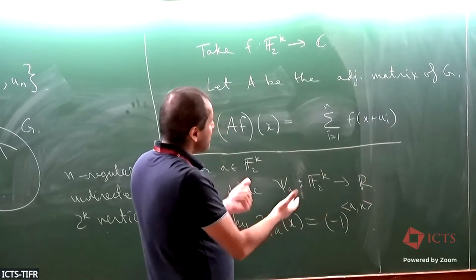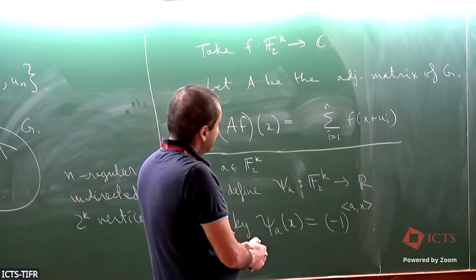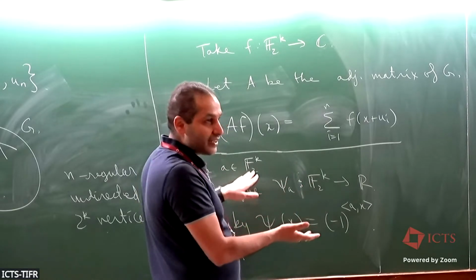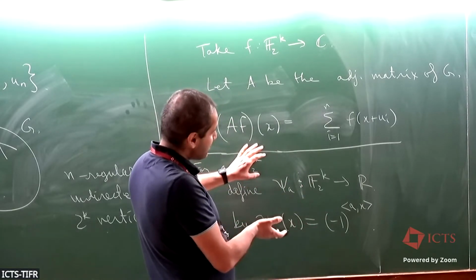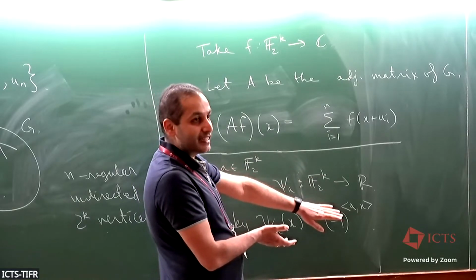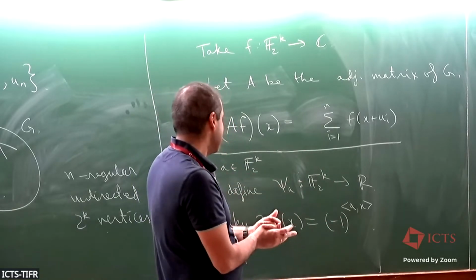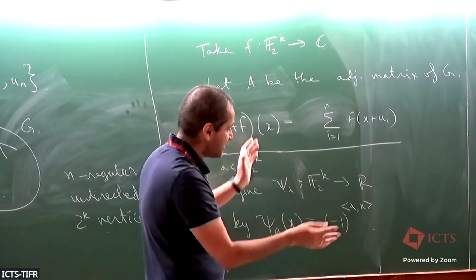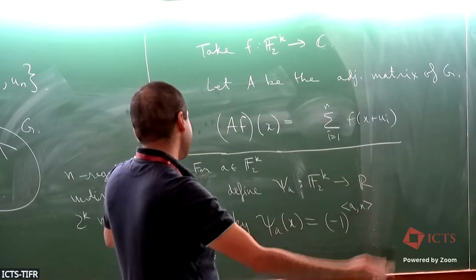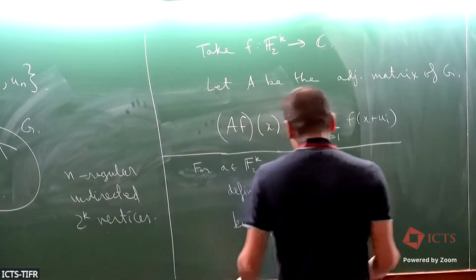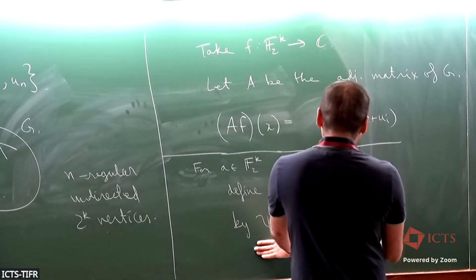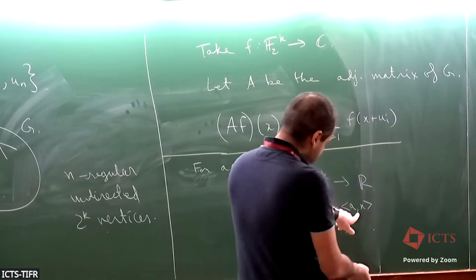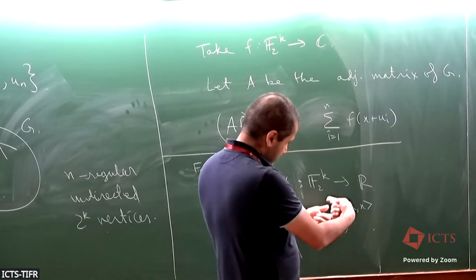Maybe you're reassured to know that this isn't unique to F2 to the K. For any finite abelian group, there's an analog of this. So you don't know where this is coming from. You actually don't know where lots of things are coming from, but you can get solace in the fact that they're all related. Okay, and so psi A is this inner product.